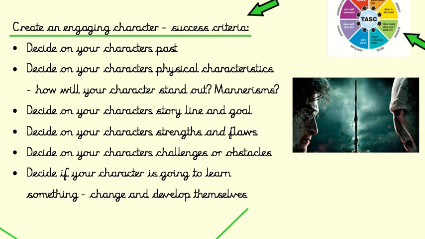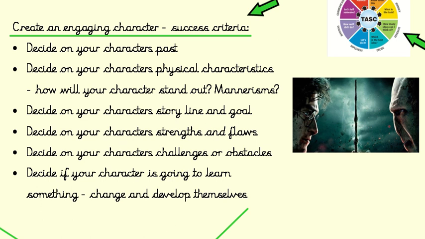Okay, so there's your success criteria, year 5 and 6. I realise there's a lot there. So if it was me, I would focus on 2 at a time. So I'd think about my character's past first, and then I'd think about what they look like. Then I'd think about my storyline and my goal, what my character's going to achieve, and I'd think about their strengths and flaws. And I would continue thinking about them in groups of 2.